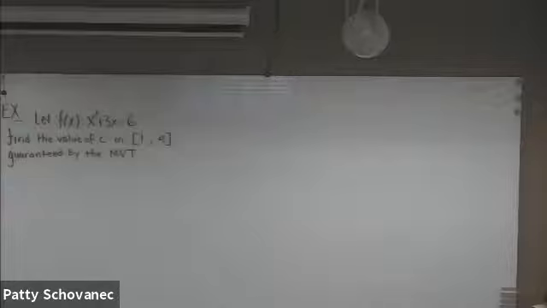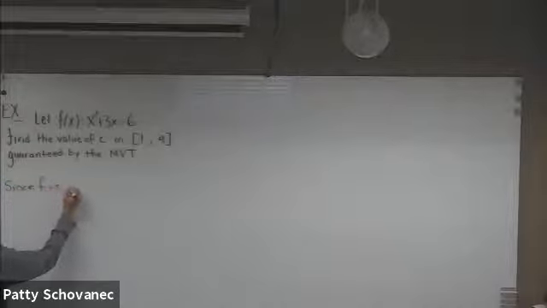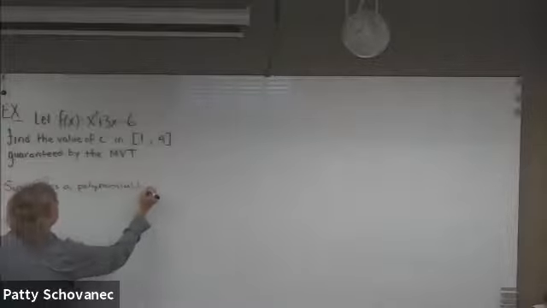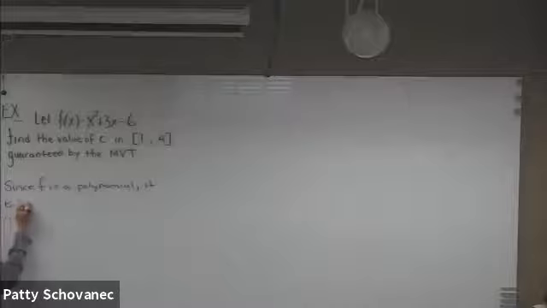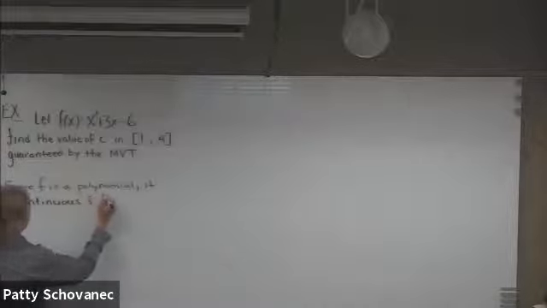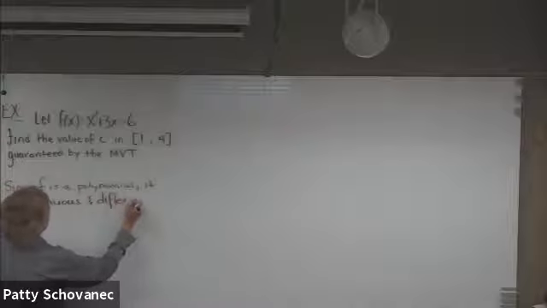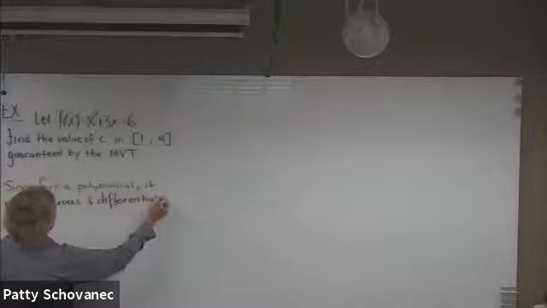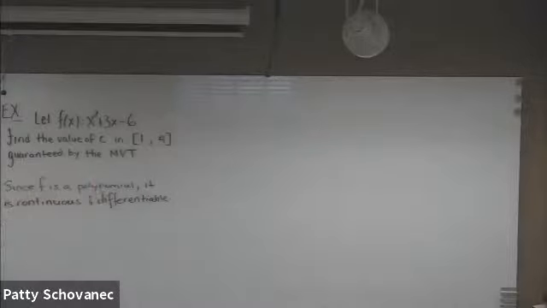So we first point out to the world that because that's a polynomial, we know that it's continuous and nice and smooth, and so it has a derivative. Since f is a polynomial, it is continuous and differentiable. Not just on that interval, but everywhere in the world.